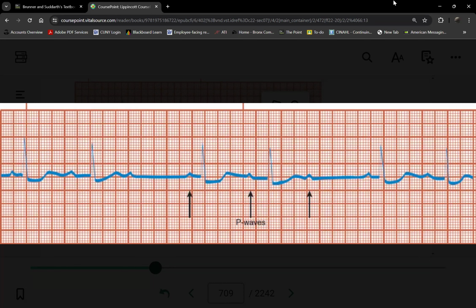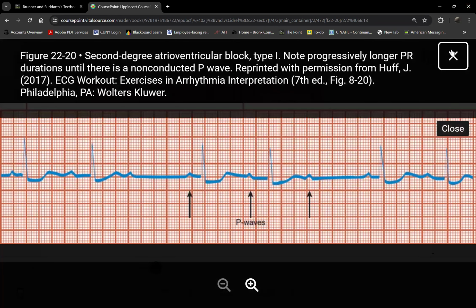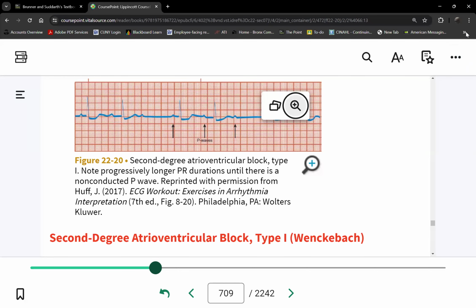But this is second degree type 1. Are there usually symptoms here? Not really. Second degree type 1 is also a monitoring kind of thing. We also identify and eliminate the cause and monitor the patient. That's it. So first degree, monitor and eliminate the cause. Same thing for second degree type 1.